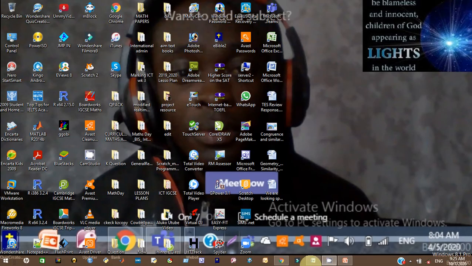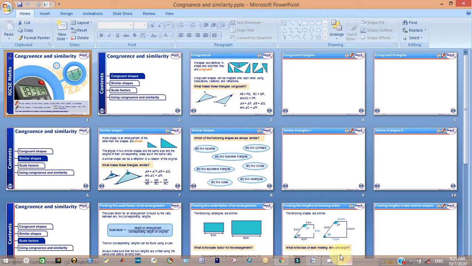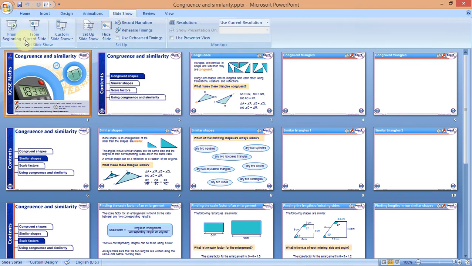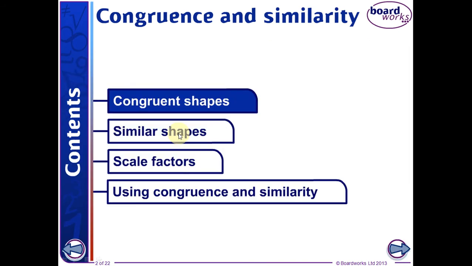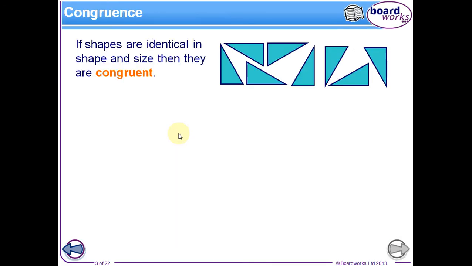Okay guys, let me quickly run through this board work so that we have a very good knowledge of geometry and congruency, so that I'll be able to complete the task accordingly. We'll be taking a look at the following content: congruent shapes, similar shapes, scale factors, and using congruence and similarity. Okay guys, if shapes are identical in shape and size, then they are said to be congruent.